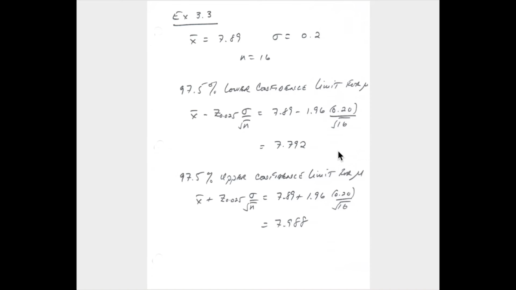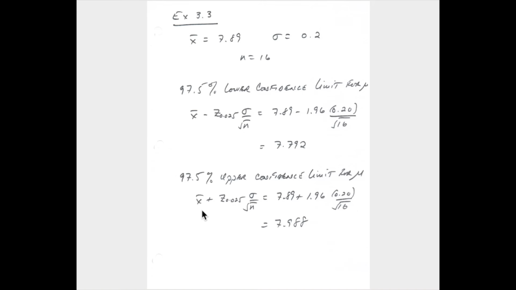Now, I don't have it written down, but I'll just state the interpretation of this lower confidence limit. What we would say is that we are 97.5% confident that the true mean weight of peanuts being dispensed is greater than or equal to 7.792 ounces. I'll say it again. We are 97.5% confident that the mean weight of peanuts being dispensed is greater than or equal to 7.792 ounces.